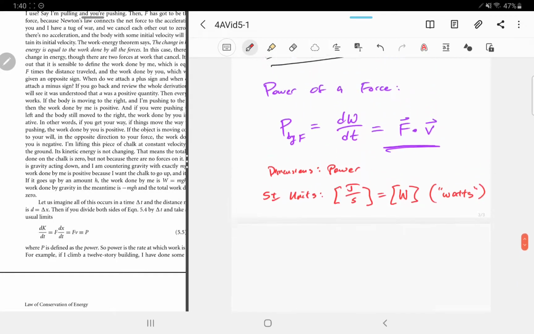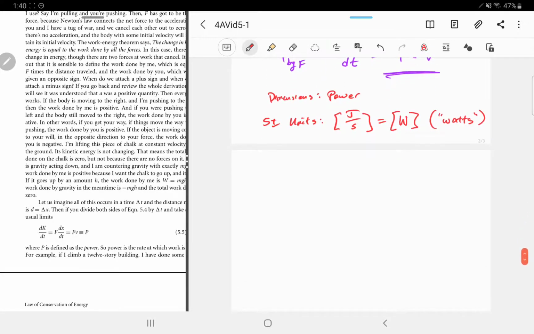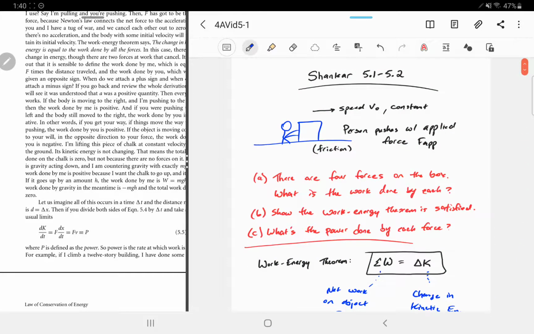Yeah, watts and joules. Okay, back to the original problem. So let's go all the way up. We have a person pushing some box with an applied force F applied, and we're told the box is moving at some speed v naught. And there's friction, which is why they need to push. Okay, so there are 4 forces on the box, as alluded to in part A. What is the work done by each of those 4 forces?